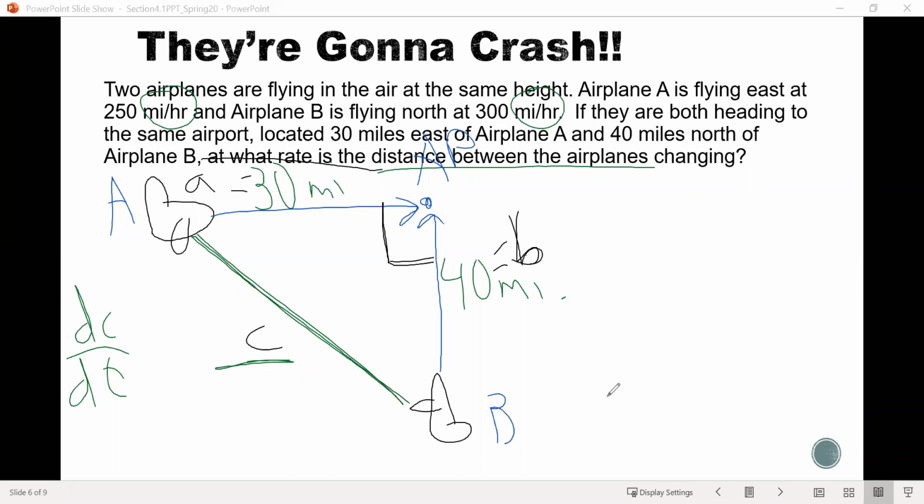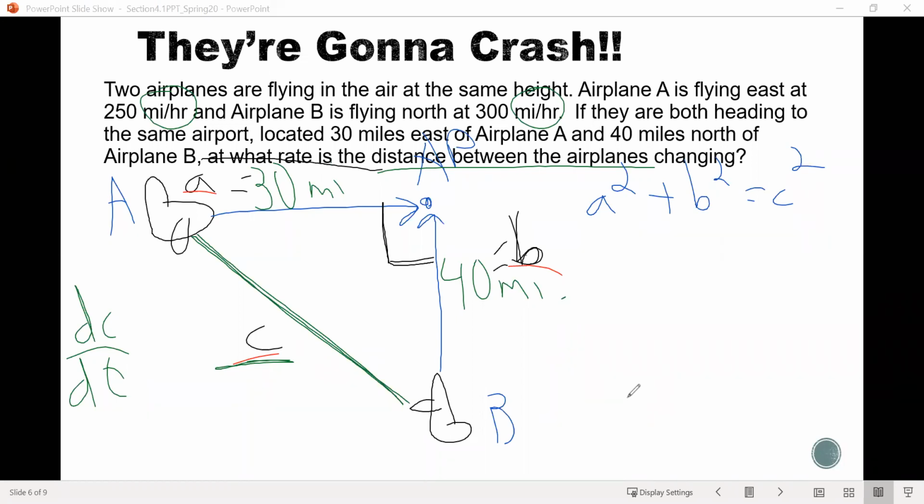Okay, so now we can move on to step 2. Do we have some sort of an equation that will relate these three values, this a, this b, and the c? Oh yeah, right. This is a right triangle, so something we know will relate those three things is that good old formula a squared plus b squared equals c squared, which is the Pythagorean theorem.